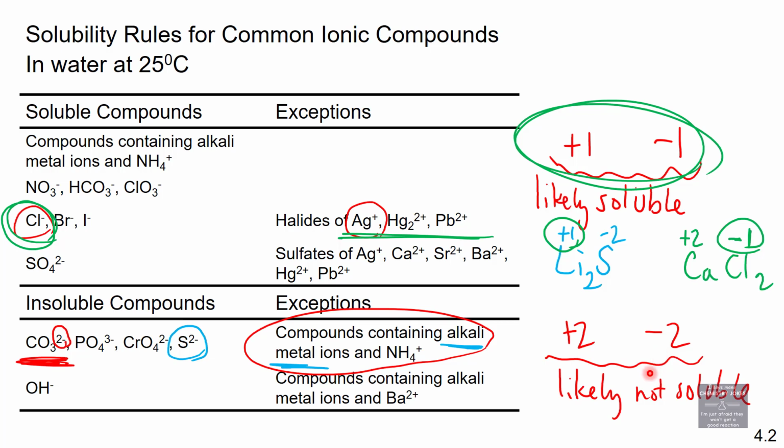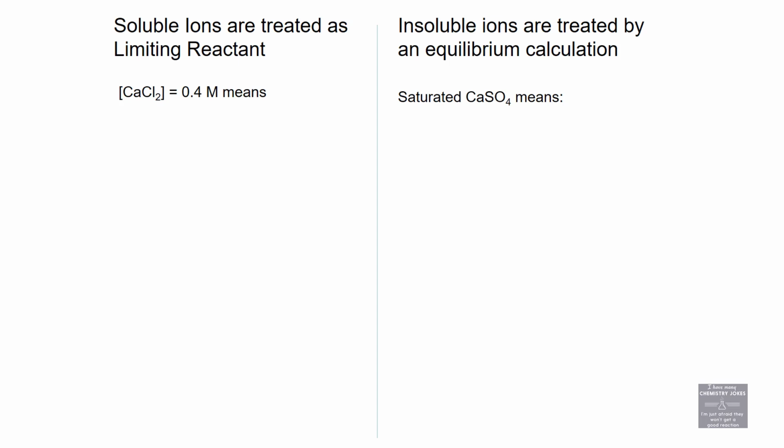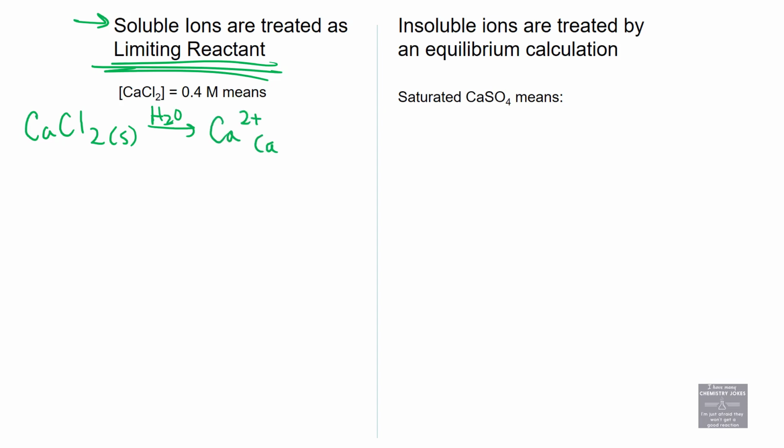Okay, I've talked on this slide long enough. Moving along. Calcium chloride is soluble. According to my solubility rules, calcium chloride is soluble. Because it's soluble, we treat it as limiting reactant. What the heck does that even mean? If we write the equation, CaCl2 solid, and we add some water, and I'm putting it on the arrow for a reason, it means it will dissociate into Ca2+ ions and Cl- aqueous ions. When this splits apart, you get 2 chloride ions and 1 calcium 2+.